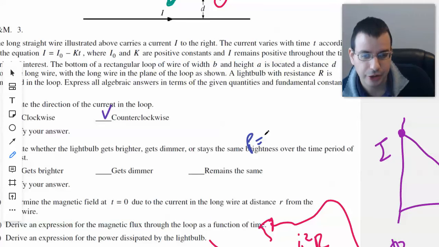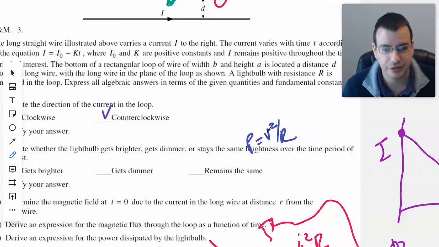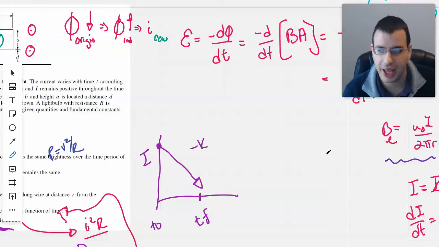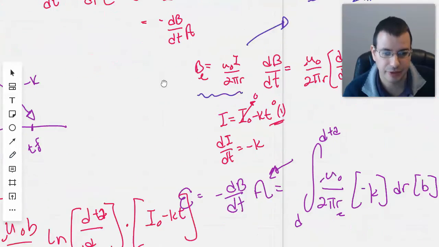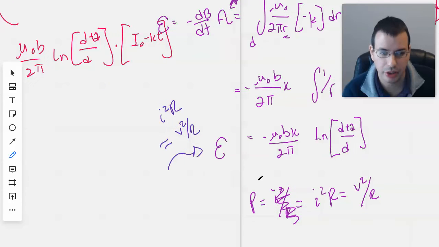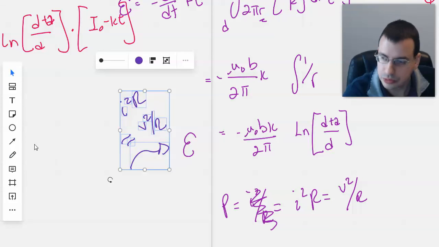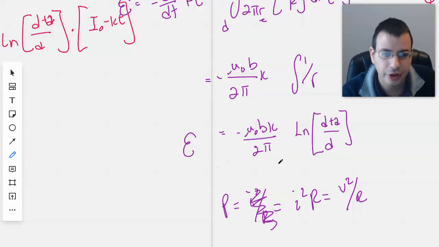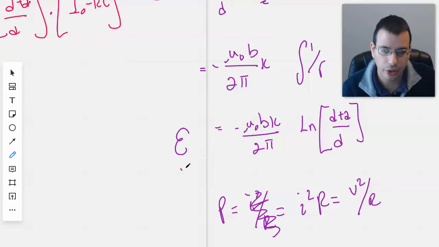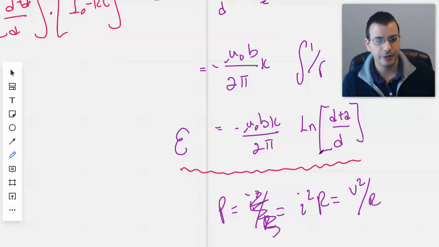So power equals V squared over R, which is voltage squared over resistance. And we know that our EMF, let's see if we can find our EMF. Oh, EMF, there we go. Here's our EMF right here. Clean this up. So this is the electromotive force, which is the voltage, and this is independent of time.